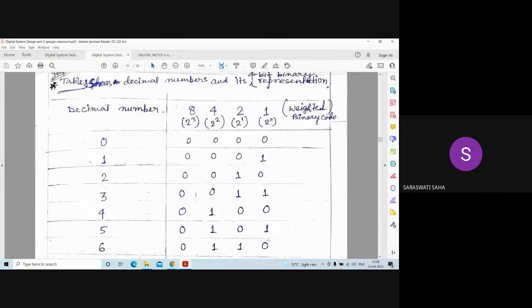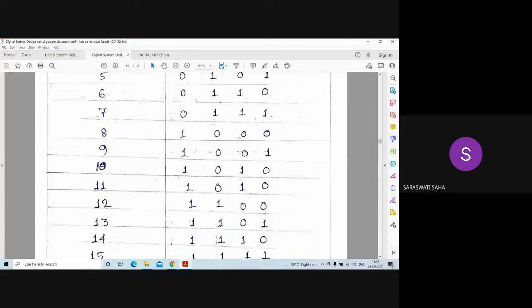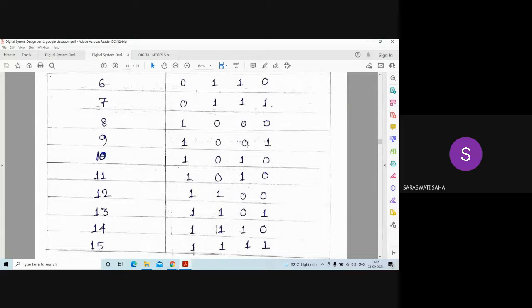So these are the representation of decimal numbers into 4-bit binary form. Is it clear? Okay.